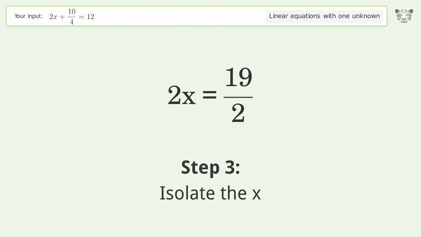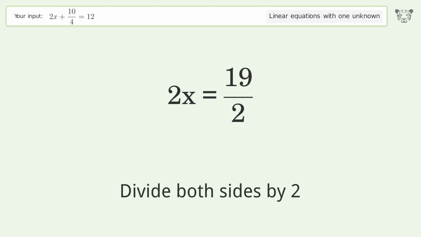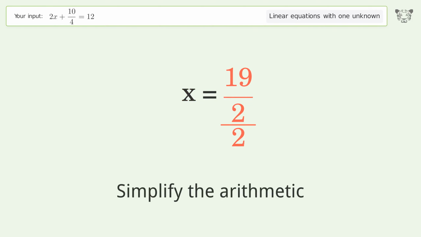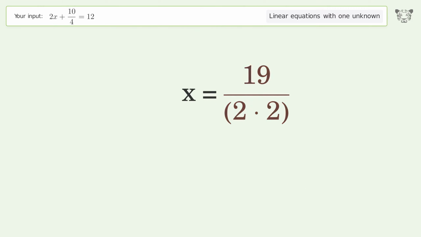Isolate the x. Divide both sides by 2. Simplify the fraction. Simplify the arithmetic. And so the final result is x equals 19/4.